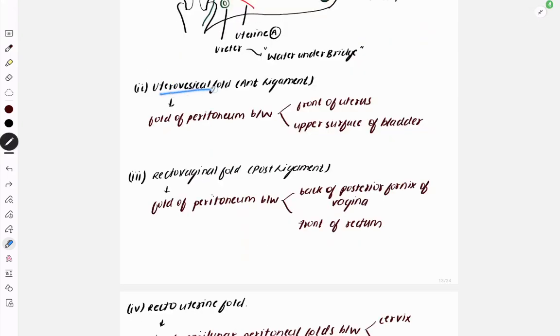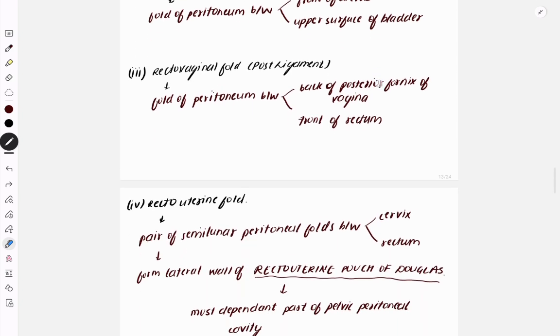The next false ligament of the uterus is the uterovesical fold, and because uterovesical fold is present between the front of the uterus and the upper surface of bladder, and it is located anterior to the uterus, it is also called as anterior ligament. So if this is a uterus and anterior to that we have a bladder, so there is a fold of peritoneum which starts from the front of the uterus and upper surface of bladder, and that part is called as the uterovesical fold, and it's also called as anterior ligament.